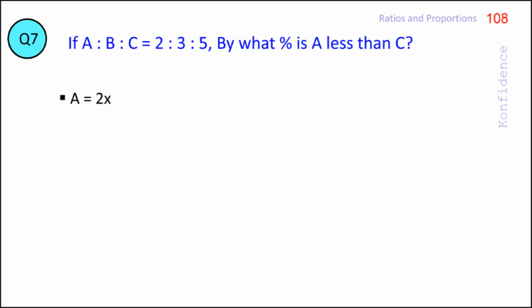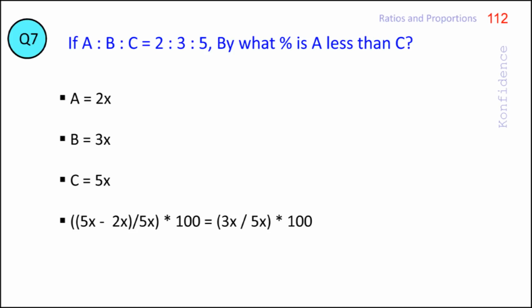Here, we can consider the real value of A to be 2x. Therefore, the real value of B will be equal to 3x and the real value of C will be equal to 5x. Now, apply principles we learned earlier while we did the class on percentages. We can define the real value of A as 2x, real value of B equals 3x, real value of C equals 5x. Therefore, the answer to question number 7 is 5x minus 2x divided by 5x, that is equal to 3x divided by 5x, that is equal to 3 by 5 equal to 60%.